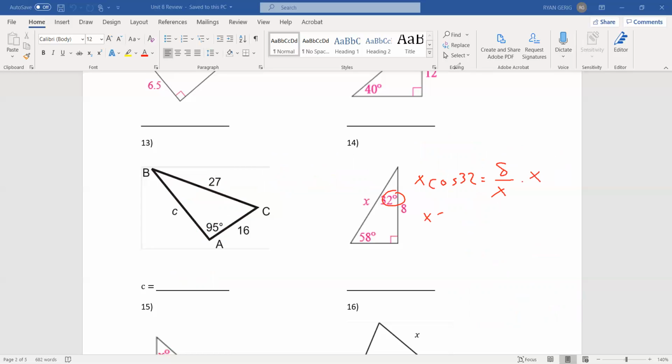Multiply by x, I get x cosine 32 equals 8. And now I'm going to divide by cosine 32. 8 divided by cosine 32 gives me 9.4. All right.